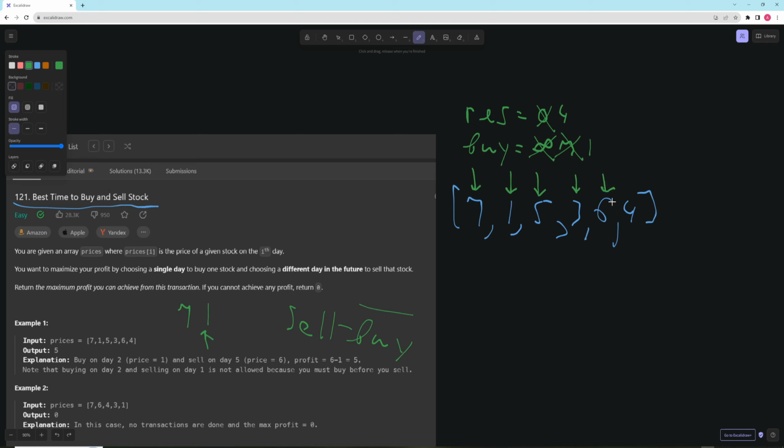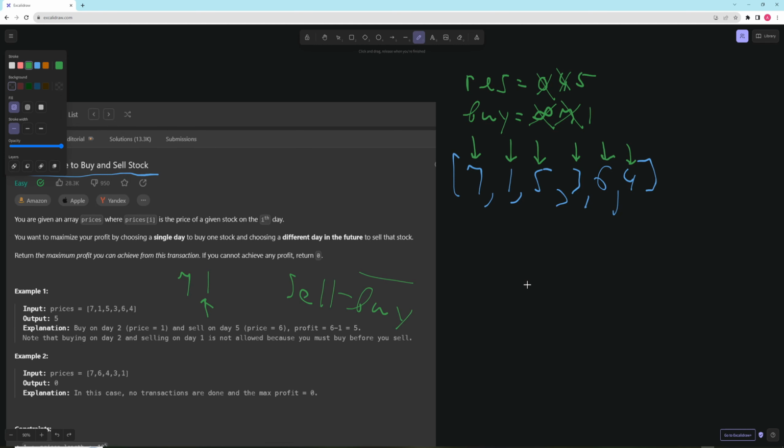Now for the 6, if we sell, our profit will be 6 minus 1, which will be 5. So that's a better profit. And do we want to change the buy price? No, we don't, because 1 is still smaller. And similarly for the 4, if we sell, our profit will be 3. We have a better profit than that. And do we want to change the buy price? No, we don't.